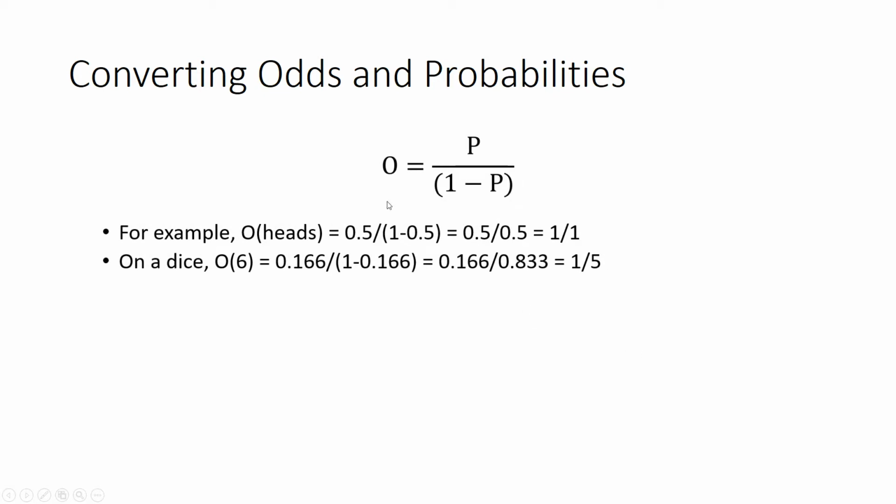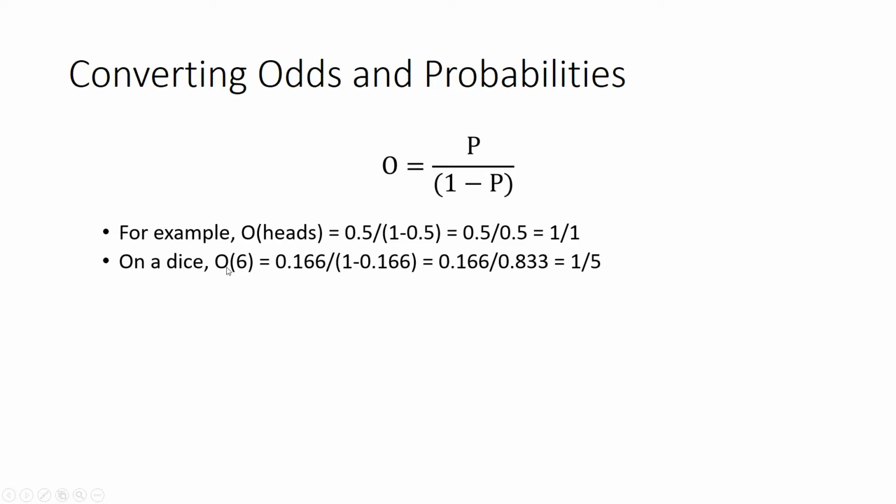Now, with odds and probabilities, you can convert between them. To get the odds, you take the probability and divide it by 1 minus the probability. So for example, the odds of getting heads is 0.5 divided by 1 minus 0.5. And of course, 1 minus 0.5 is also 0.5, so it's 0.5 over 0.5, or to scale that up, it's 1 to 1. That's the odds we had earlier.